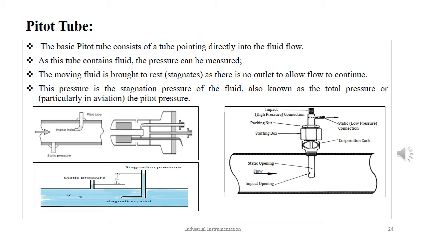A basic pitot tube consists of a tube pointing directly into the fluid flow. As the tube contains fluid, the pressure can be measured. The moving fluid is brought to rest at the stagnation point as there is no outlet to allow the flow to continue. This pressure is the stagnation pressure of the fluid, which is also known as the total pressure or the pitot pressure in aviation. The pitot tube is a tube with one open end facing the incoming fluid stream. The pitot tube measures flow based on differential pressure and is primarily used with gas fluids.